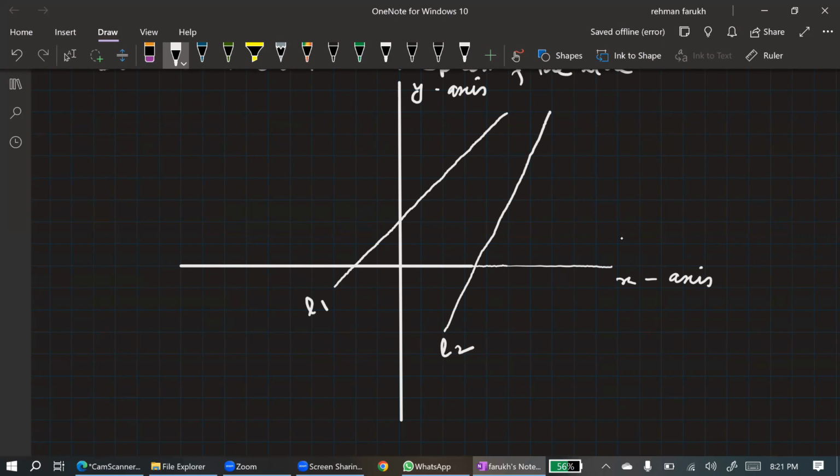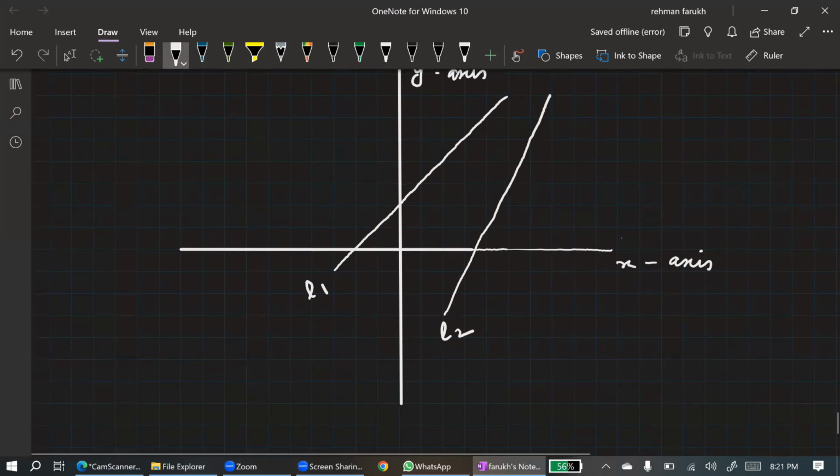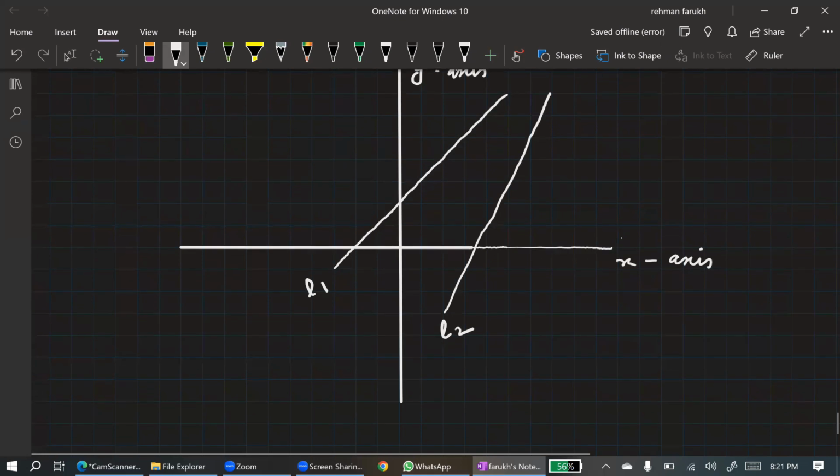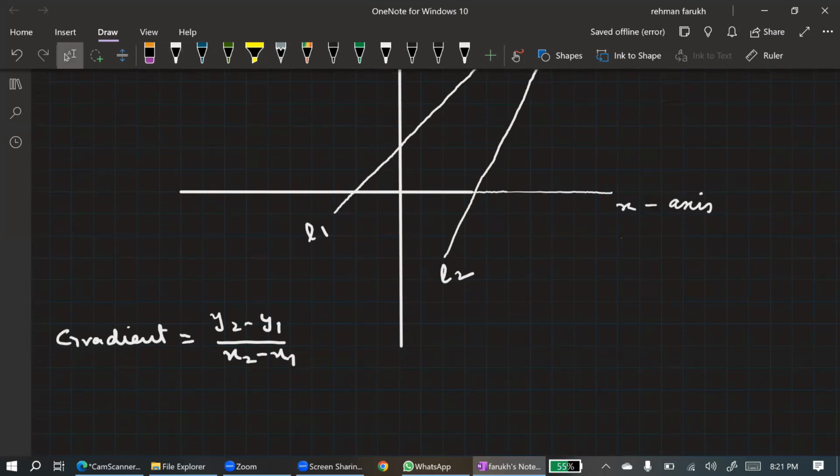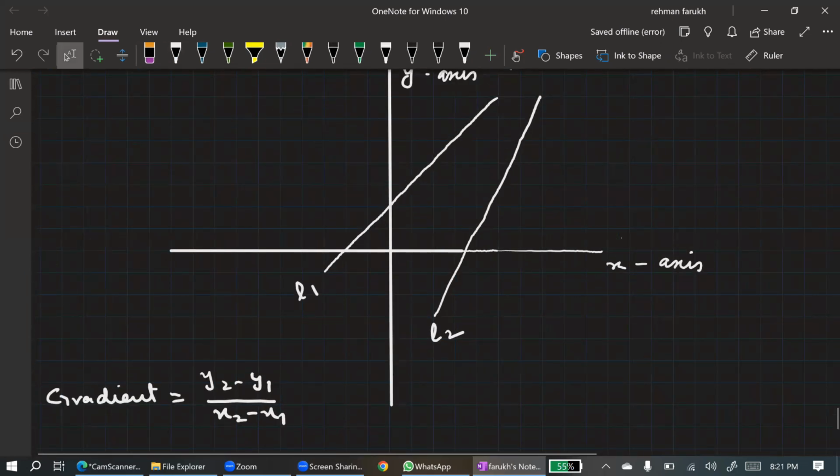Now we want to find out the gradient of this line. The formula to find out the gradient of this line is y2 minus y1 over x2 minus x1. Now we want to find out the gradient of the line L1.